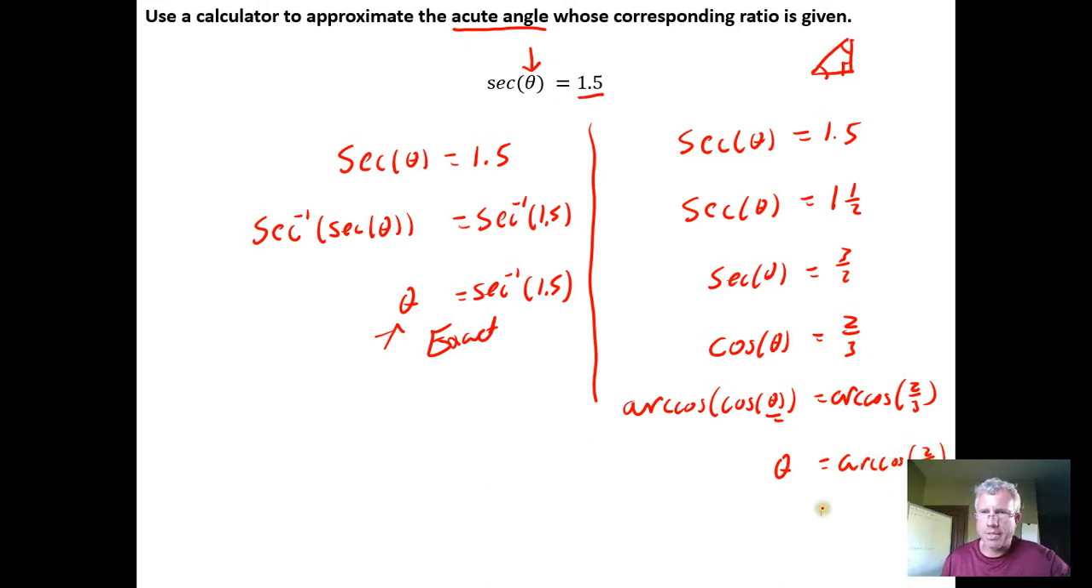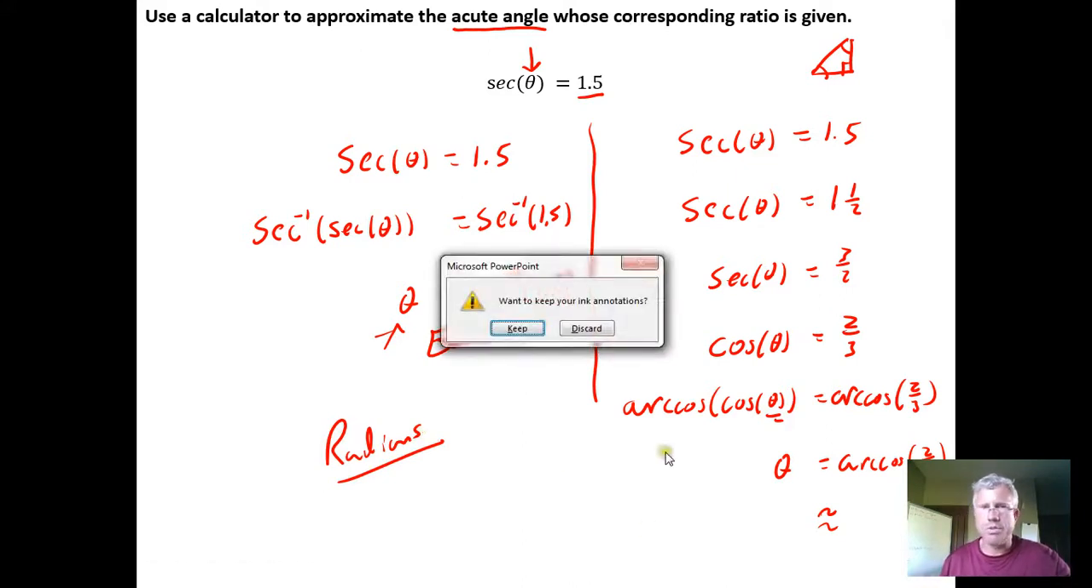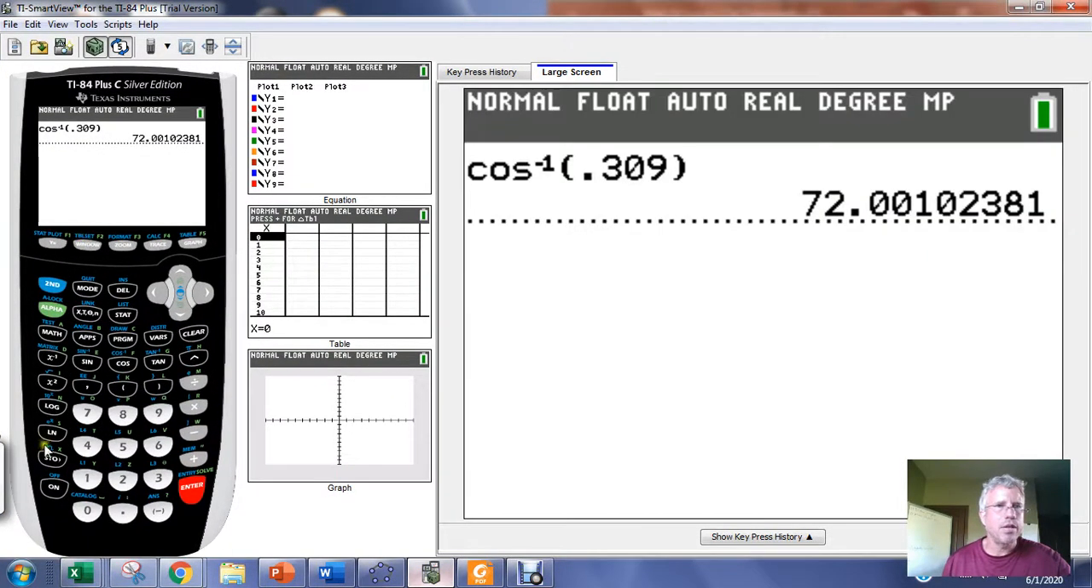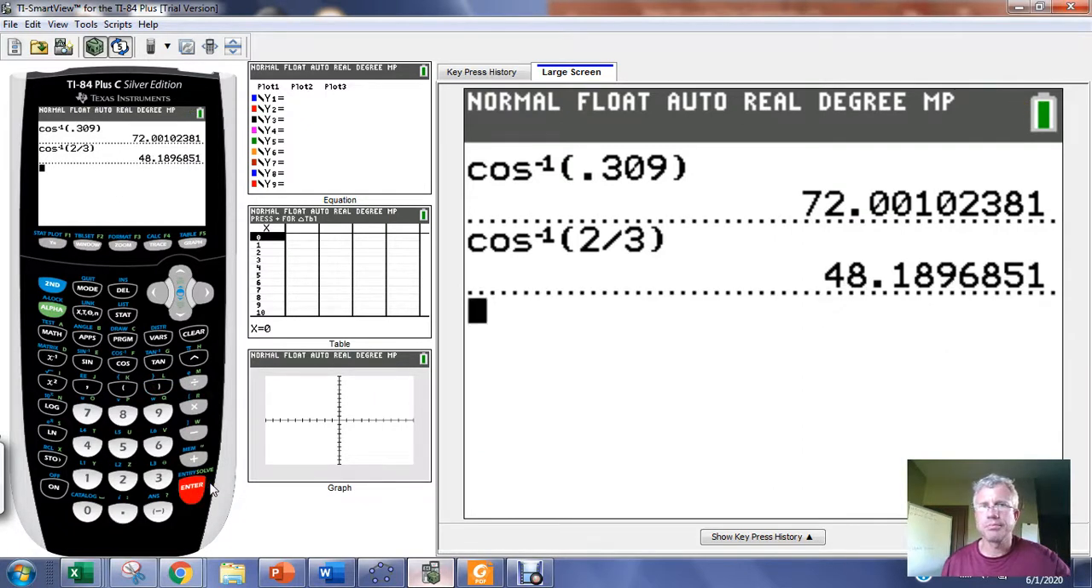And if I want to approximate it, now I go to the calculator. Again, I need to decide whether I want the angle in degrees or radians. Let's do it in radians this time. So the arc cosine of 2/3, or the cosine inverse of 2/3. Let's use the second cosine inverse key and put 2/3 in there. And we get about, whoops, that's degrees, 48 degrees.